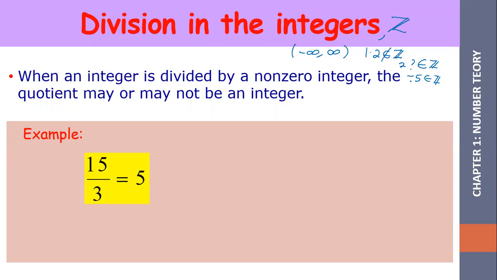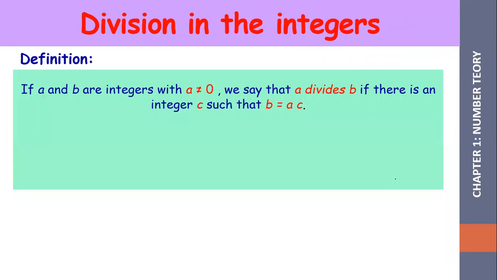for sure. So for example, 15 divided by 3, you got 5. So 5 is an integer. But somehow, when you divide an integer with a non-zero integer, 13 over 3, for example, is equal to 4.3333. So this is not an integer.